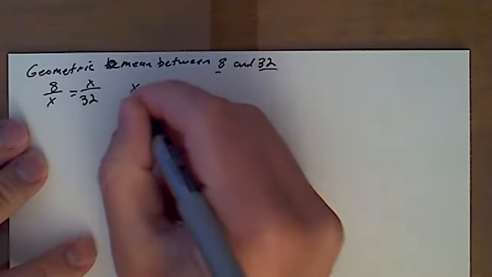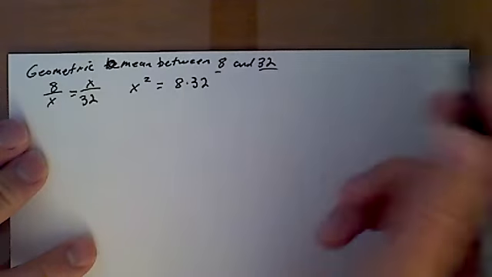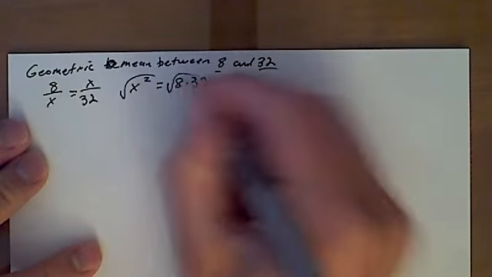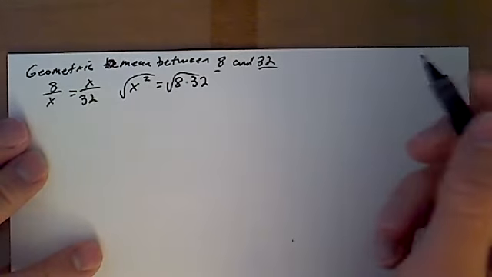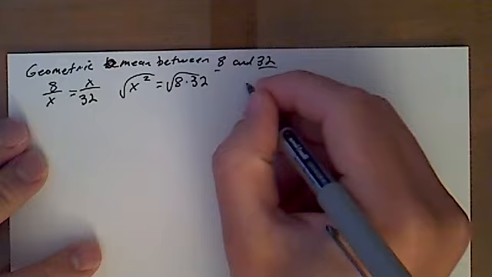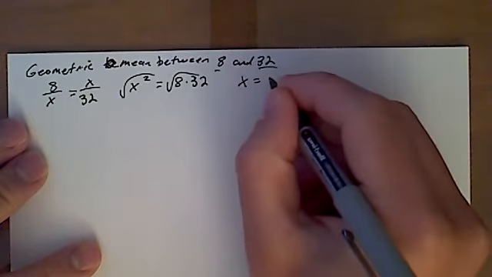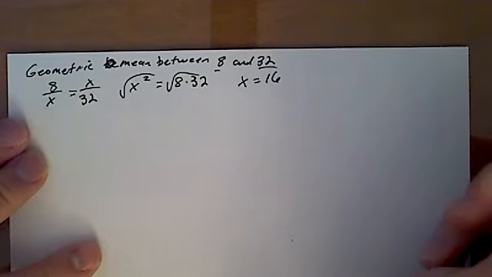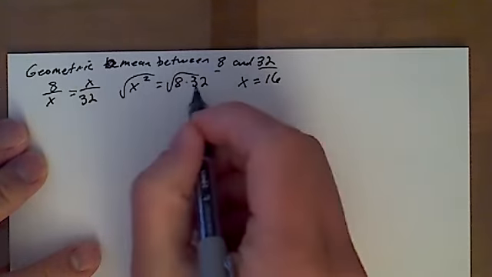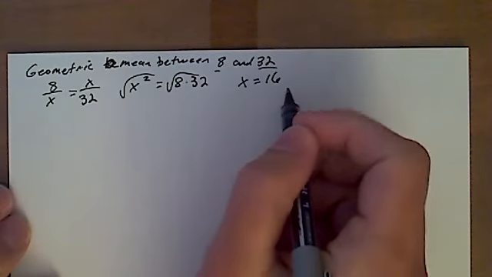This gives us x squared equals 8 times 32. That's when we cross multiply. And then we can take the square root of both sides. 8 times 32 is 256, and the square root of 256 is 16. Again, you can use a calculator for that. You can actually put the square root of 8 times 32, just make sure that they're both under the square root when you do it, and we should get 16.